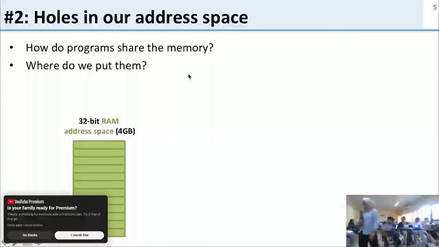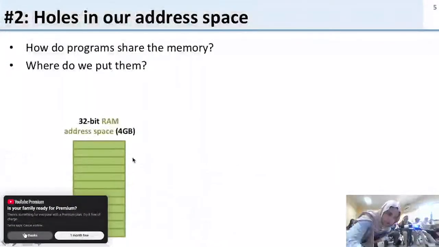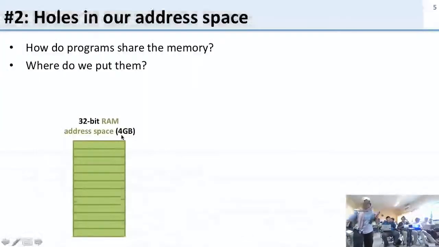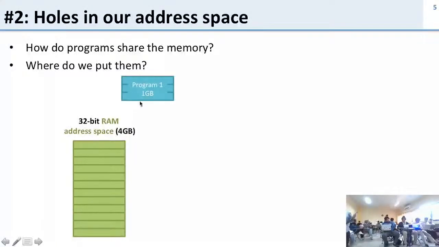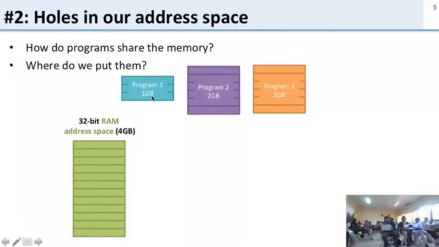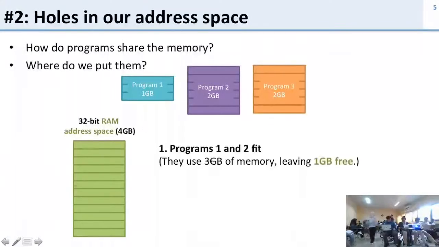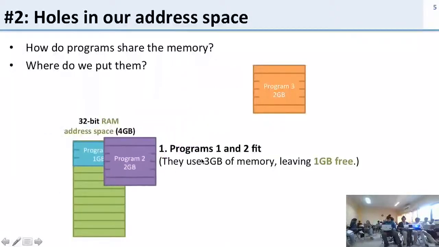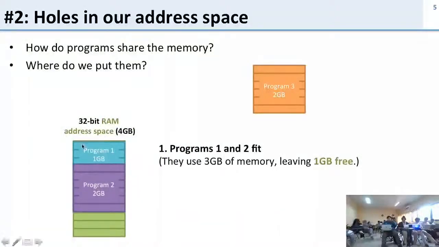So here's another problem, holes in our address space. When we have multiple programs running together, they share the memory, and where do we put them? So here's our 32-bit address space. Now we have a computer that has the full 4 gigabytes of memory. We've got a bunch of programs here. Program 1 wants 1 gigabyte, program 2 wants 2, and program 3 wants 2 also. So programs 1 and 2 fit together. Here I'll go ahead and run program 1 and put it into memory, run program 2, put it into memory. They use 3 gigabytes of memory together, so I still have 1 gigabyte free.